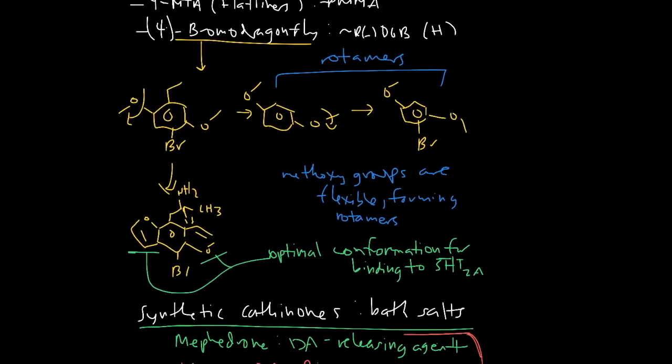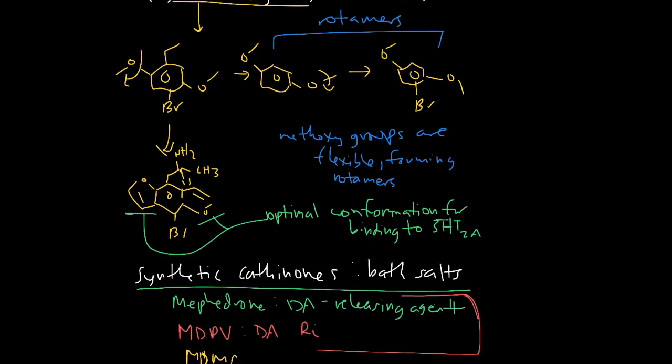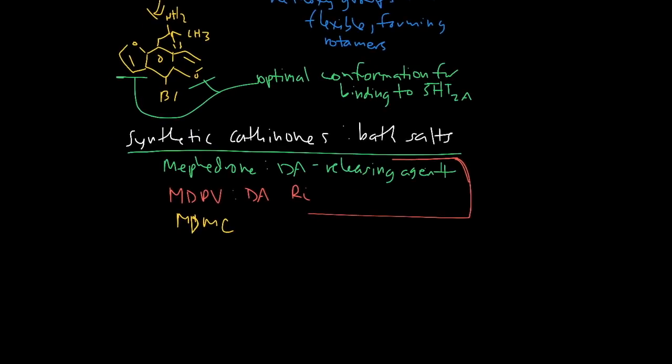One important concept is the concept of rotamers. Bromo dragonfly takes advantage of this by locking the rotamers in a specific conformation, to optimize binding to the 5-HT2A receptors. Synthetic cathinones are known as bath salts. Your two famous combinations are mephedrone and MDPV together. Mephedrone is a dopamine-releasing agent. MDPV is a dopamine reuptake inhibitor. And there's also MDMC.